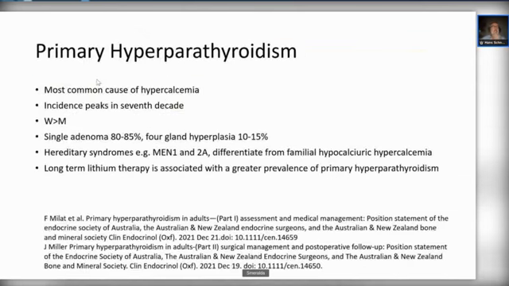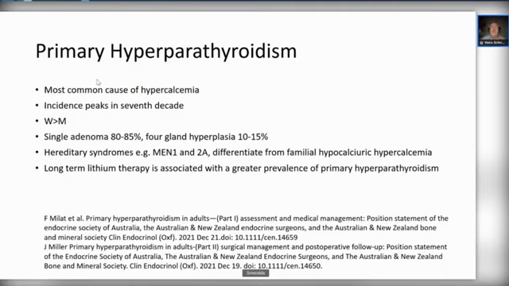Next slide, please. Primary hyperparathyroidism is probably the most common cause of hypercalcemia in the community. Incidence peaks in the 7th decade. Women have it more than men, and the large majority have a single adenoma, but four-gland hyperplasia is present in 10 to 15%. And we talked about the hereditary syndromes.